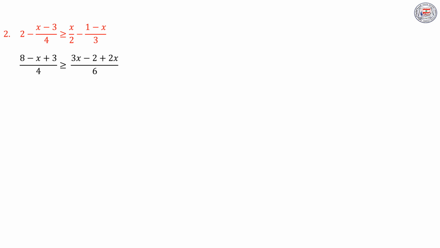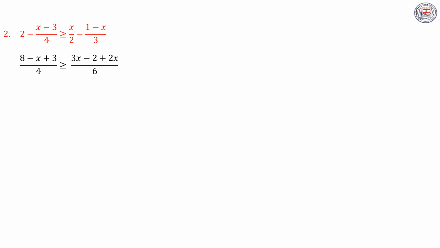On the first side, the common denominator is 4. To find the numerator, we divide 4 by 1, which is the denominator of 2. 4 over 1 equals 4. Then we multiply 4 by 2, we get 8. Then we divide 4 by 4, then the answer is 1.